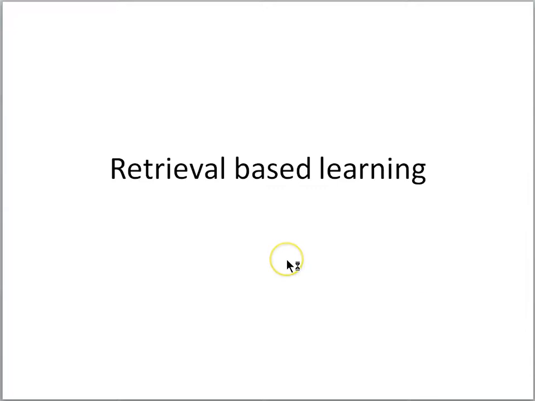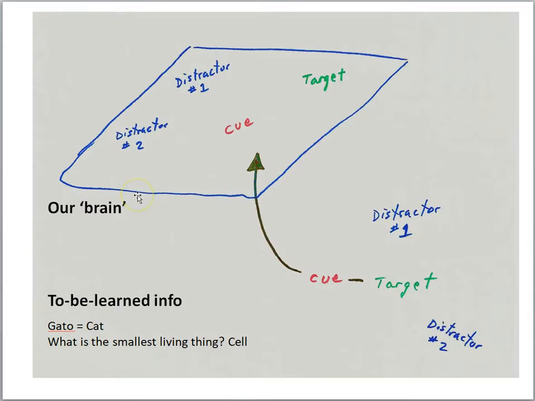In this lesson, we'll look at the theory behind retrieval practice as an effective learning strategy. We're going to use an abstract diagram like this. The box here represents our brain. And of course, we want to store information in our brain as a result of learning episodes. The to-be-learned information could be anything. It could be that the word gato in Spanish is translated as cat in English, or what's the smallest living thing?